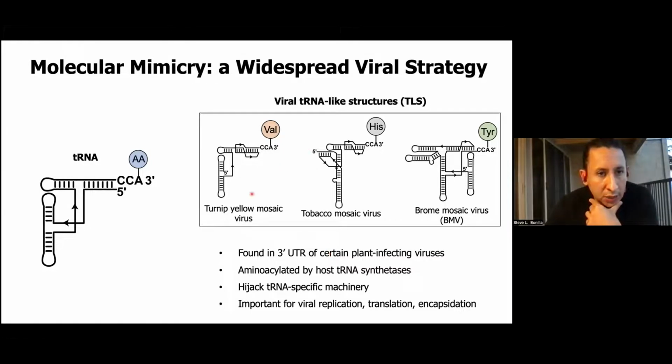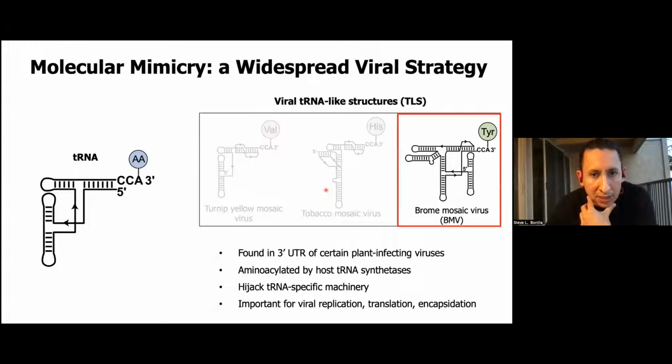These structures were originally discovered by their ability to recruit specific host aminoacyl-tRNA synthetases to add specific amino acids to the 3' end of these structures. They are also recognized by other tRNA-specific machinery of the host and are important for many aspects of the viral life cycle. A very interesting example from a structural perspective was this variant from the brome mosaic virus. This is a tyrosine-specific TLS. I'll focus on structure, but first I would like to discuss just a couple of things about its function to put things into context.